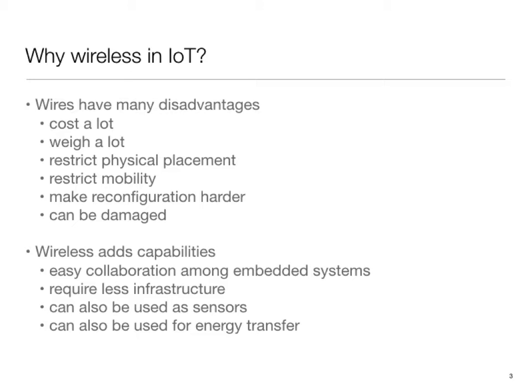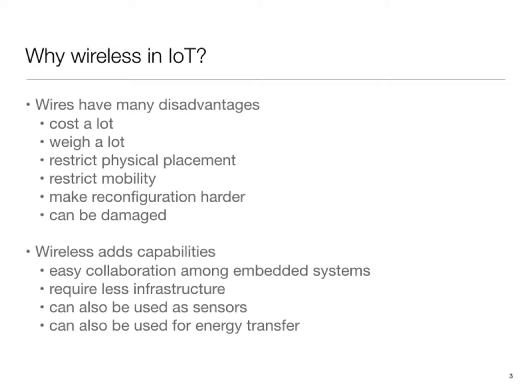Wireless has many advantages over wired, needless to say, which is why it's pretty attractive. While the chips for wireless may be more expensive than the similar chips for wired, the wires themselves cost money to install and all. They weigh a lot, they restrict mobility, all those things are kind of obvious.